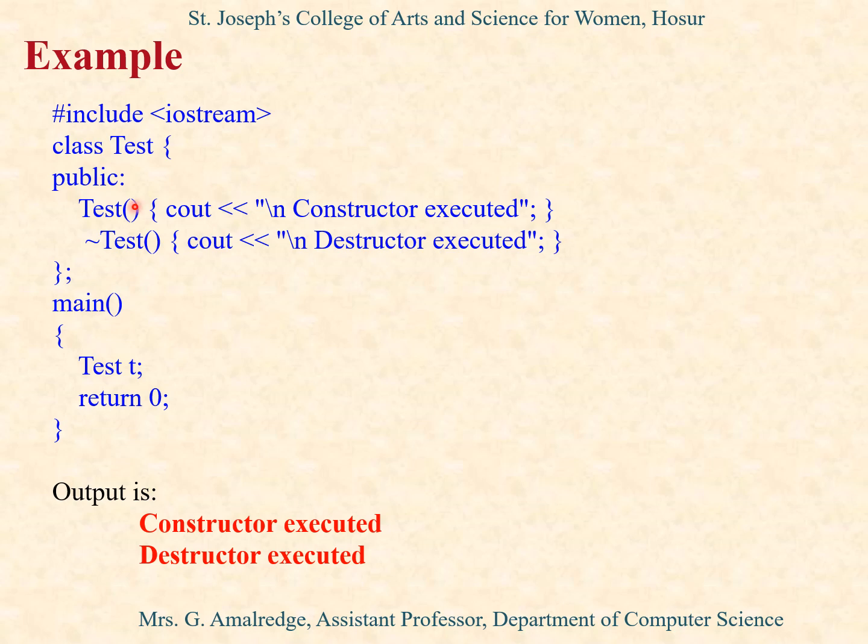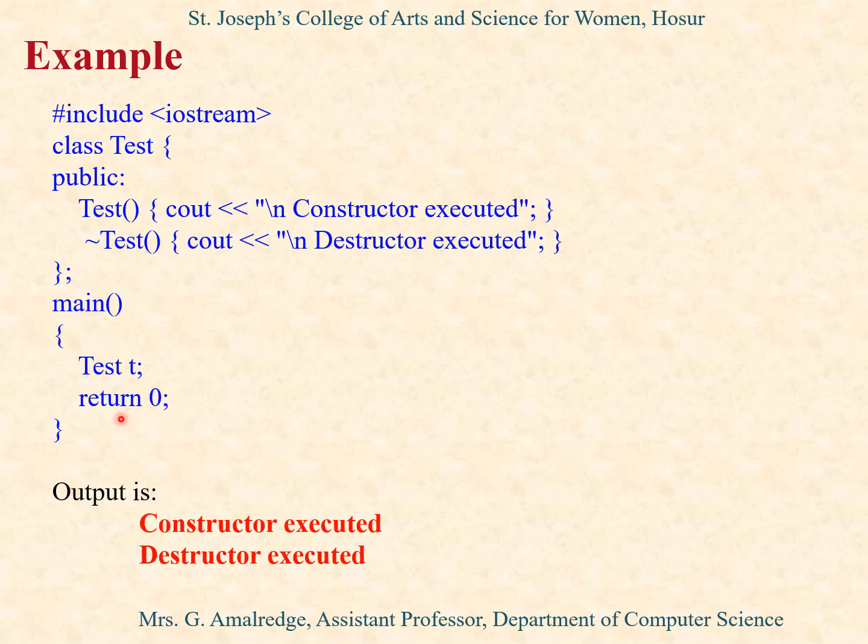In this example, we are creating a class called test. In that class, we are creating a constructor test and destructor test. Destructor is preceded by tilde symbol. In main function, we are creating an object T for the class test. So whenever we are creating an object, it automatically calls the constructor. So within that constructor, we are printing the statement constructor executed. So the first output will be displayed as constructor executed.